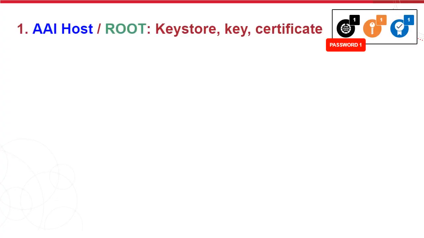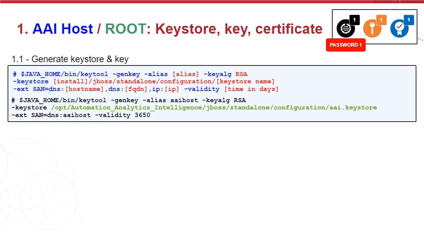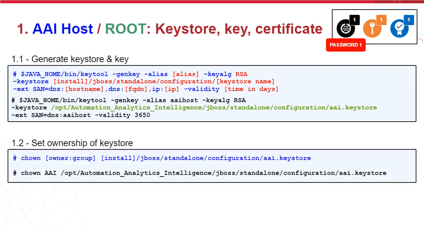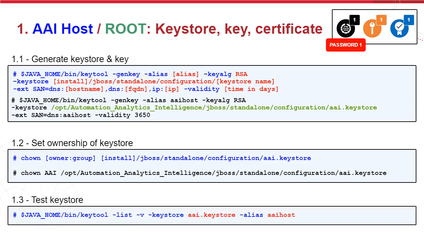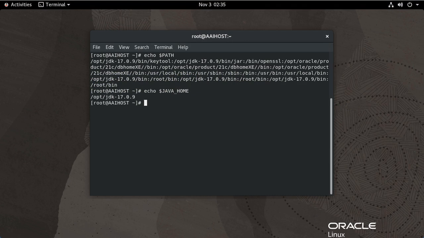We start with the deployment of TLS SSL for the AAI server. This is step 1. We generate the AAI key store, key and certificate. We set ownership of the key store file and then test. We have added keytool, OpenSSL and jar to the system path. We are also running Java version 17.